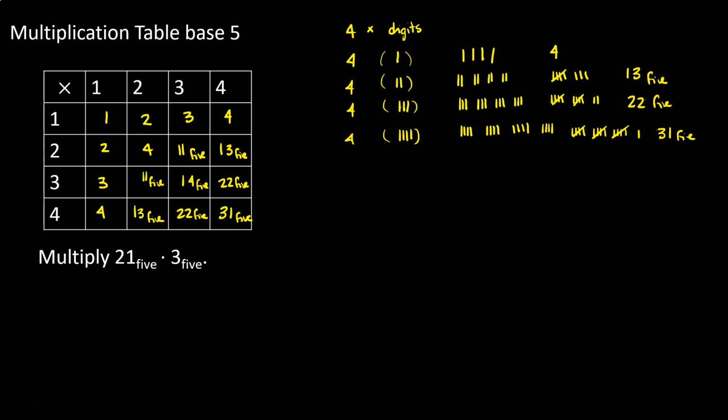Now that we have our table complete, we can try to multiply numbers. For example, 2, 1 base 5 times 3 base 5. We can try and use the standard algorithm here. That would be 3 times 1, which is 3. And then we would do 3 times 2. And if we come back to our table, 3 times 2 gives us 1, 1 base 5. So this would look like 1, 1, 3 base 5.